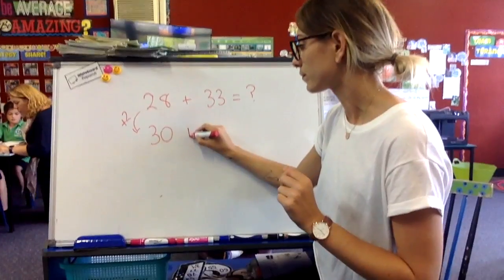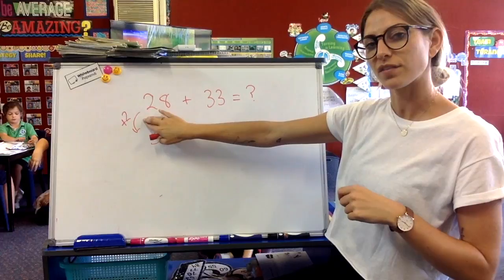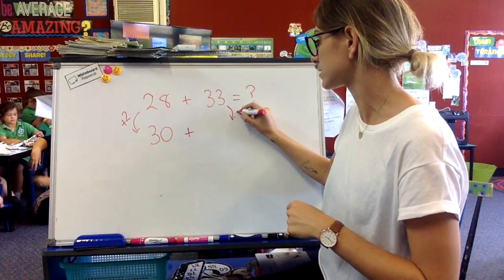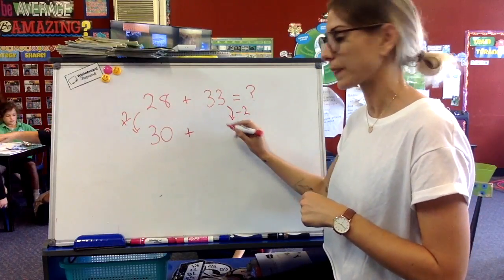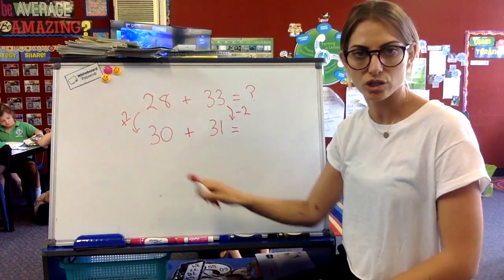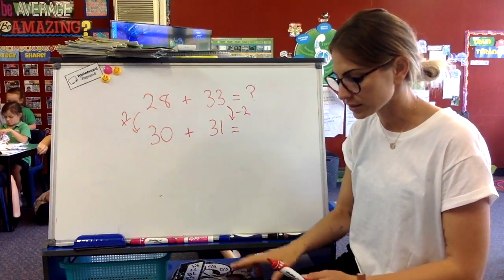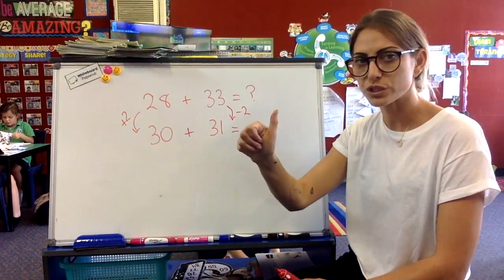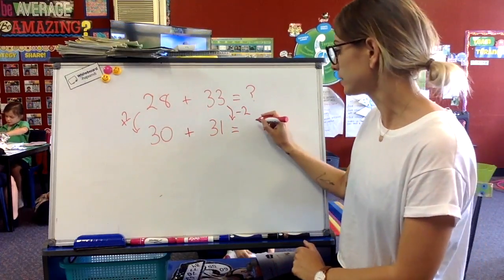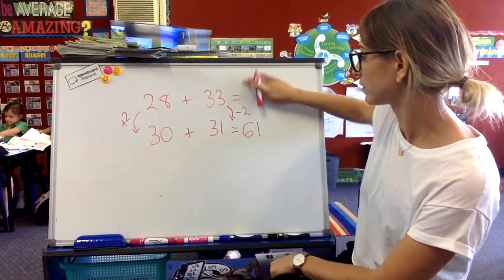But this time, straight away I'm going to take off 2 on the other side. So on this side I've added 2, on this side I'm going to take away 2. So it balances. So 33 take away 2 is 31. So now my equation looks like 30 plus 31. I'll do my tens. I've got 30, 40, 50, 60, and I'll add the 1 on. So 61. So my answer is 61.